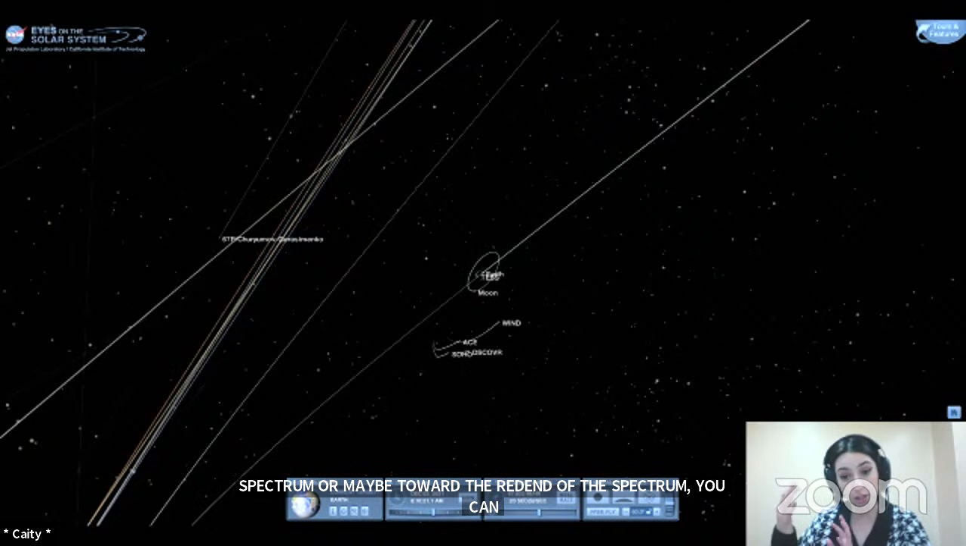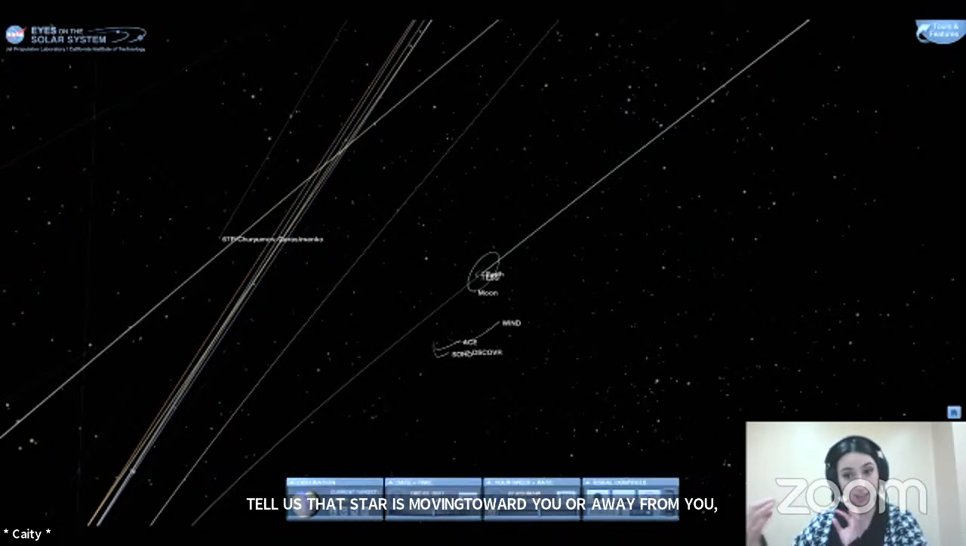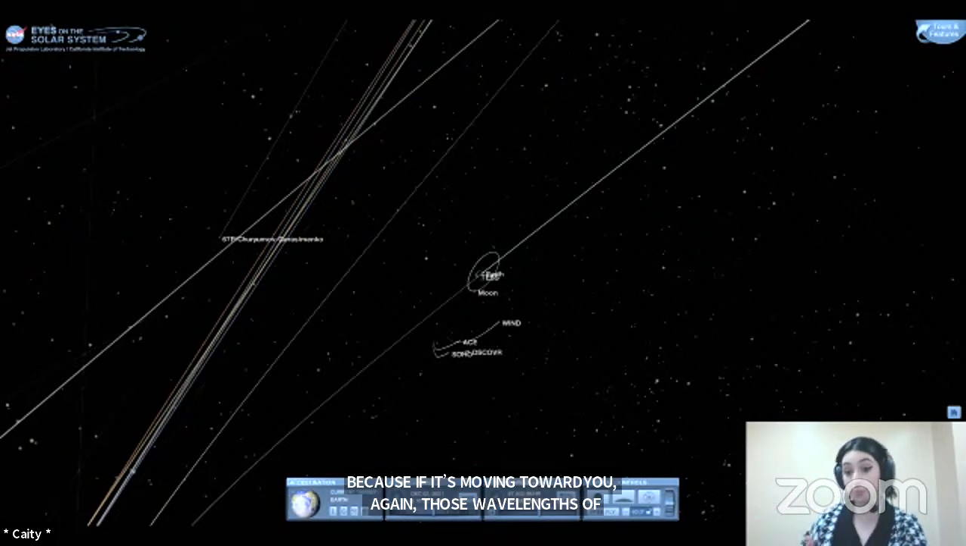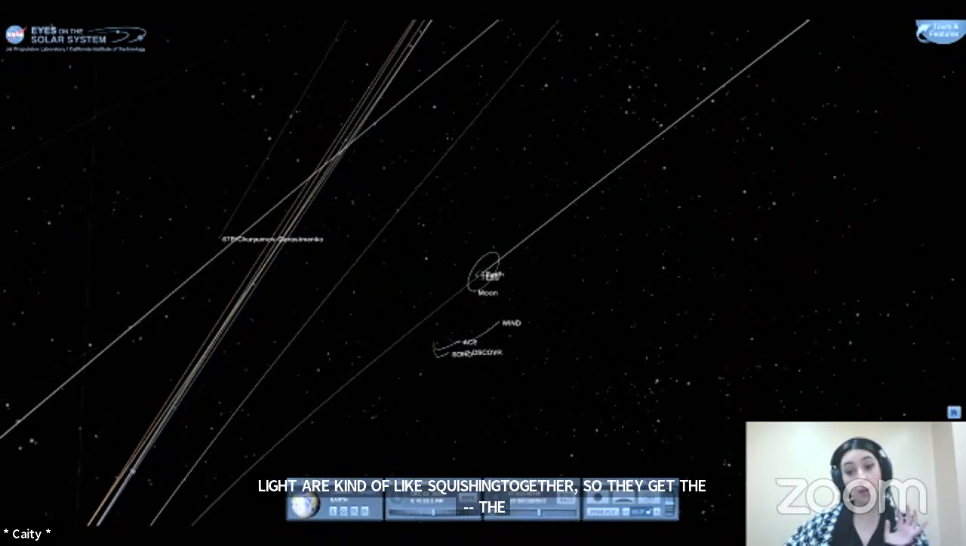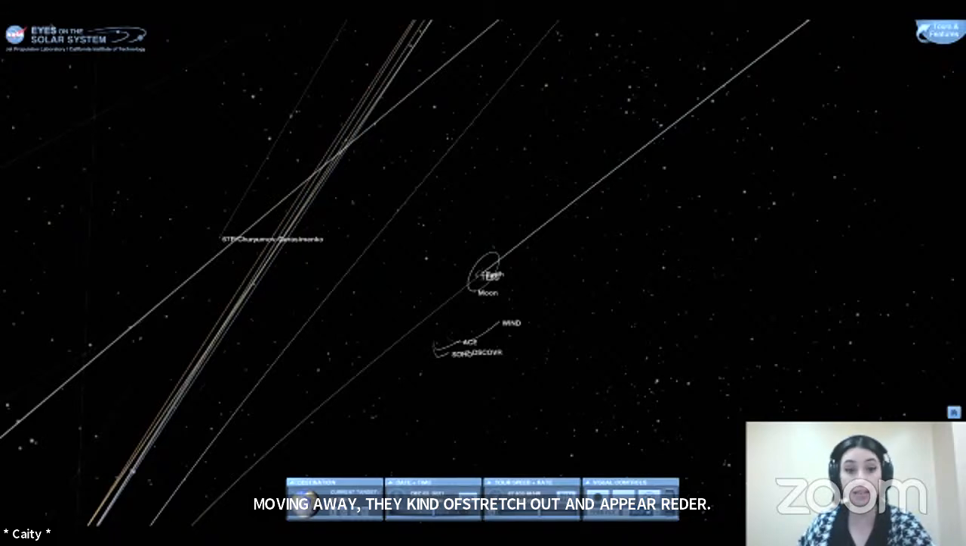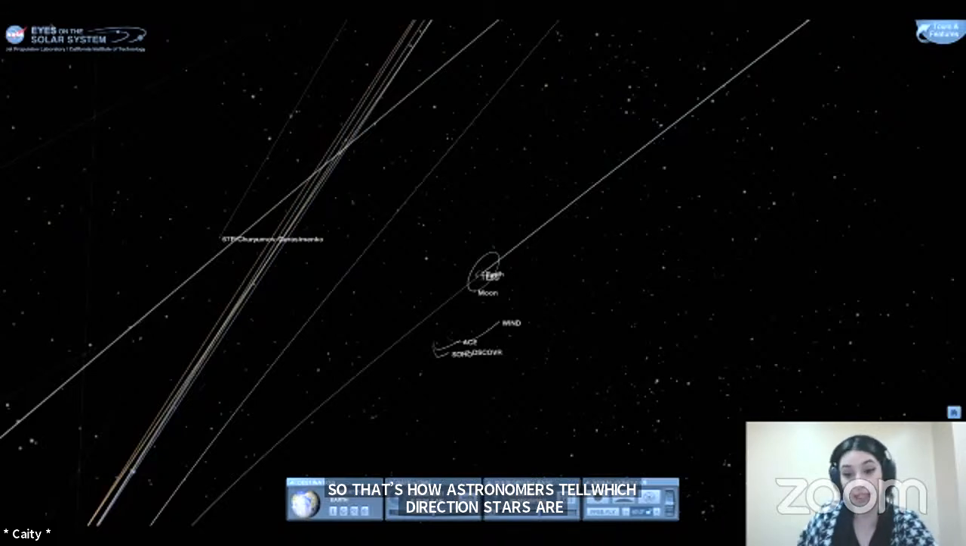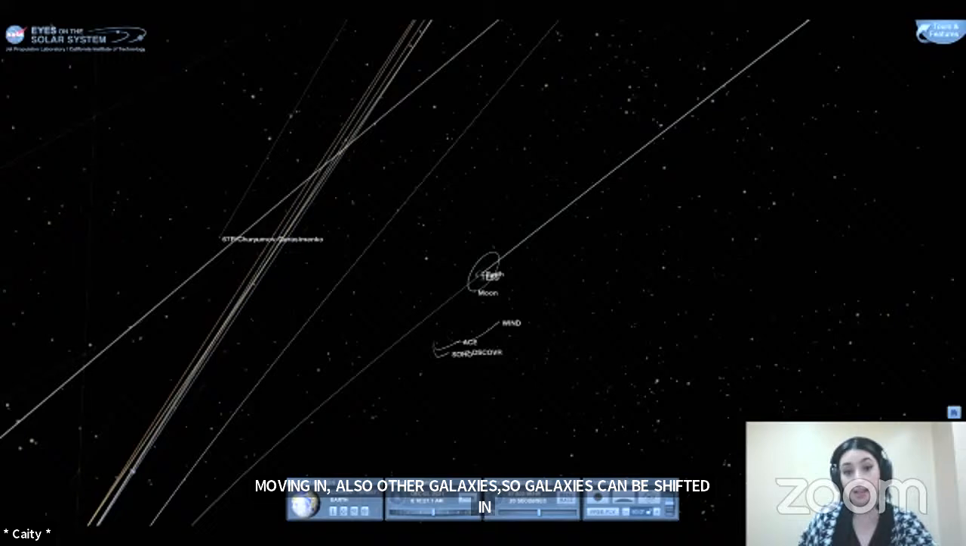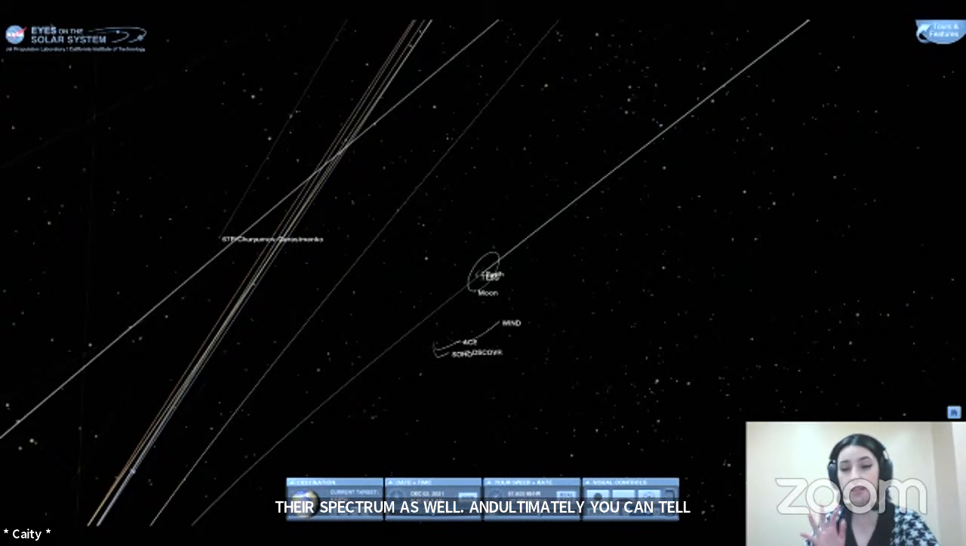Because if it's moving toward you, again, those wavelengths of light are kind of like squishing together. So the wavelengths become shorter, and so they appear blue. And if it's moving away, they kind of stretch out and appear redder. So that's how astronomers tell which direction stars are moving in. Also, other galaxies. So galaxies can be shifted in their spectra as well. And ultimately, you can tell that the universe is expanding partially from this red shifting, which is a little bit different than the Doppler effect, but it's kind of the same concept.